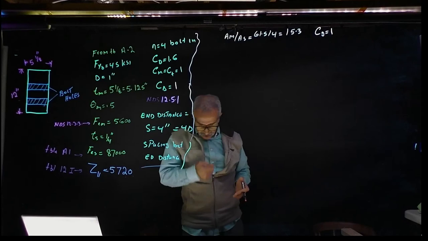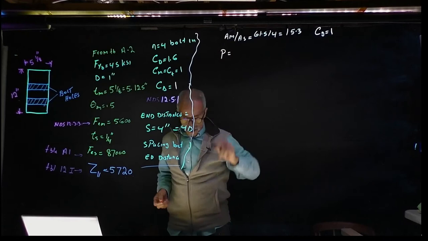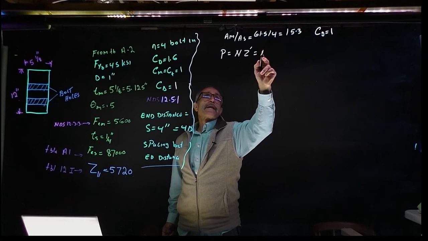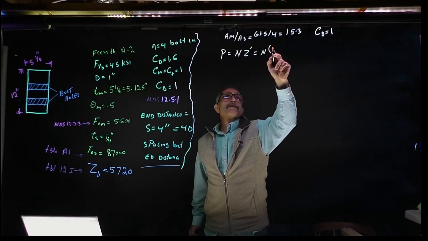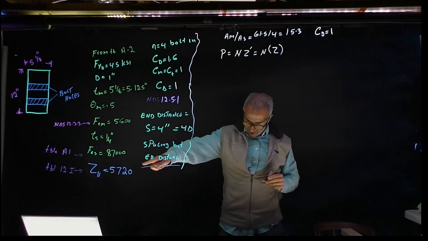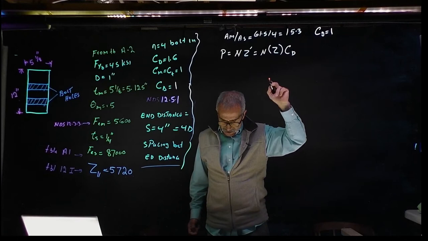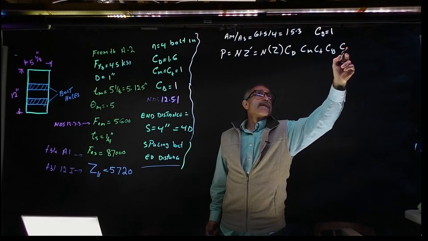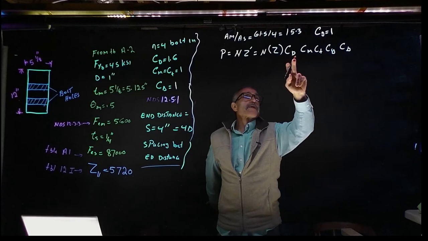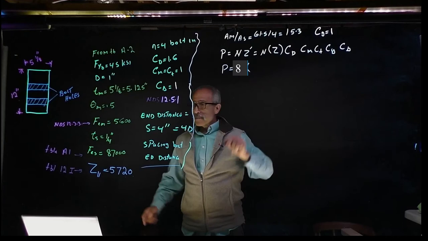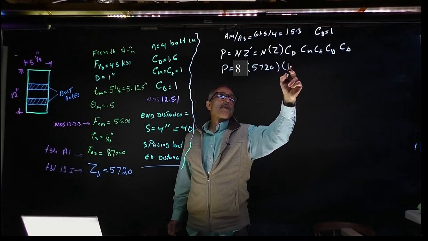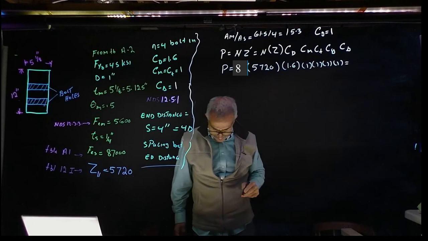We're going to go ahead and find out the adjusted load capacity. P is equal to N times Z prime, which is N, basically our bolts, times Z, which you already calculated ahead of time. I have it written down here someplace right there. And multiply by the adjustment factor CD. And we had CM, CT, CG, C delta, and all those came out equal to 1 except for CD. So our P is going to become 4 times 5720 times 1.6, bunch of ones, and that's going to come out to 73,260 pounds.